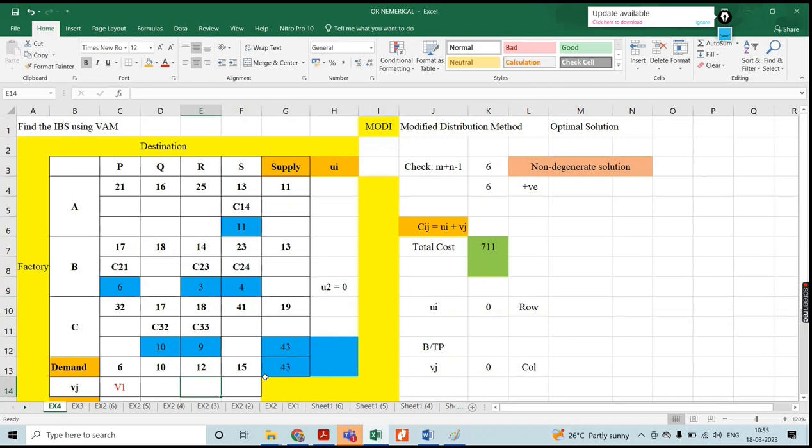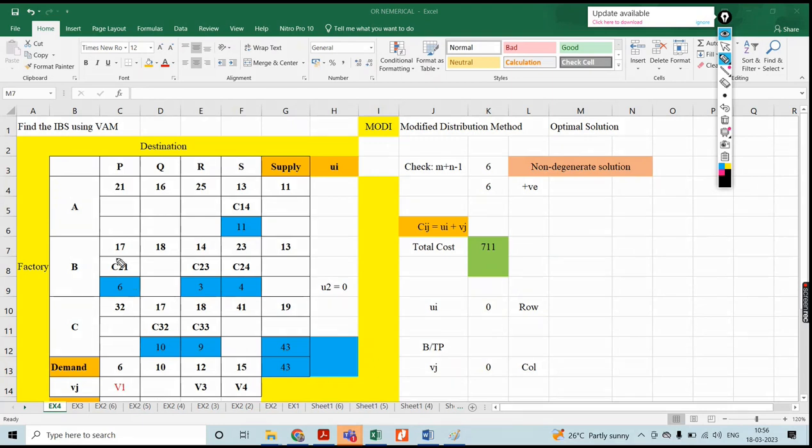Okay, that is V3. Okay, then C2,4 corresponds to that V4. Okay, now I will clear here.